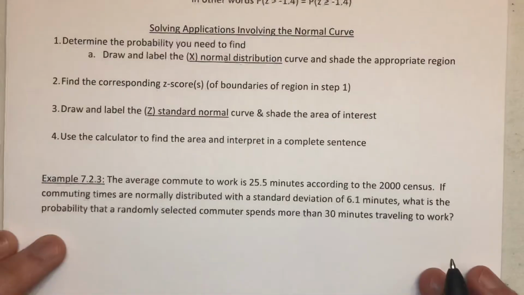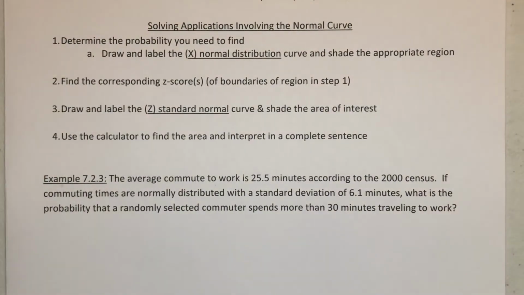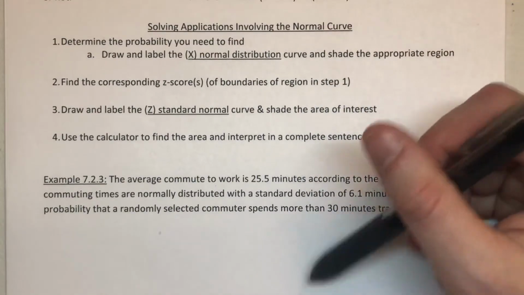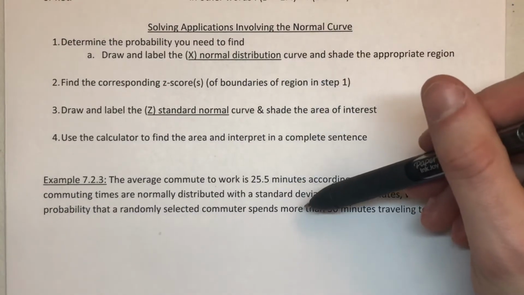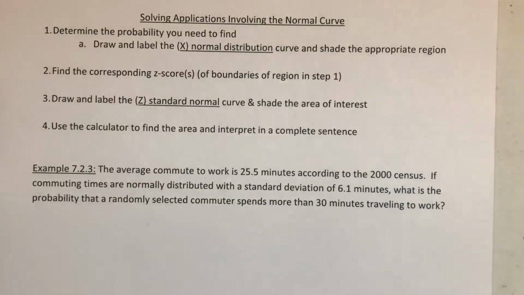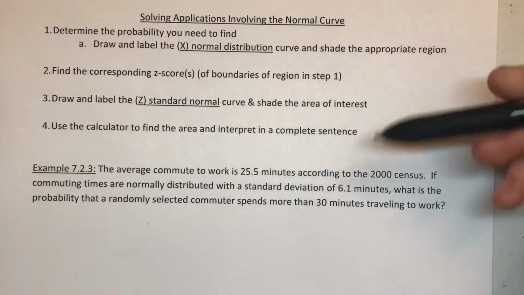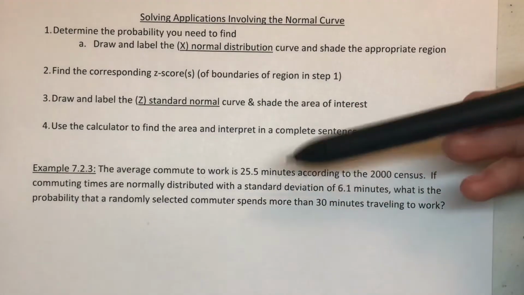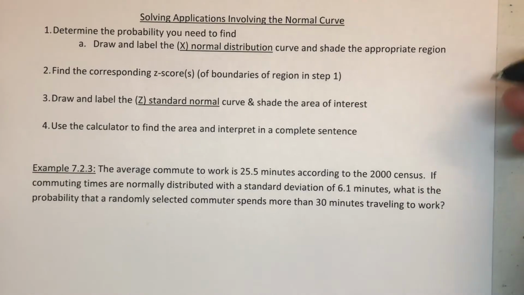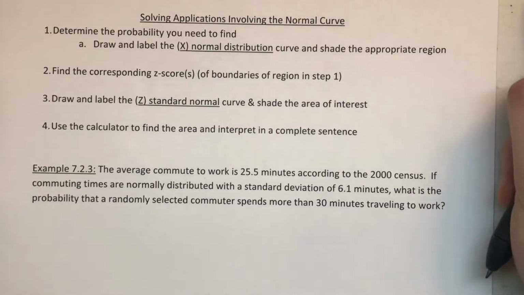All right, so now, getting to why we want to be able to do this: we want to use this to answer what I'll call actual problems with actual data. This is the process we're going to use. I'll just go ahead and jump into the example and we'll talk through what this is telling us we need to do. So here's our first example. The average commute to work is 25.5 minutes, according to the census. If commuting times are normally distributed with a standard deviation of 6.1, what's the probability a randomly selected commuter spends more than 30 minutes traveling to work?